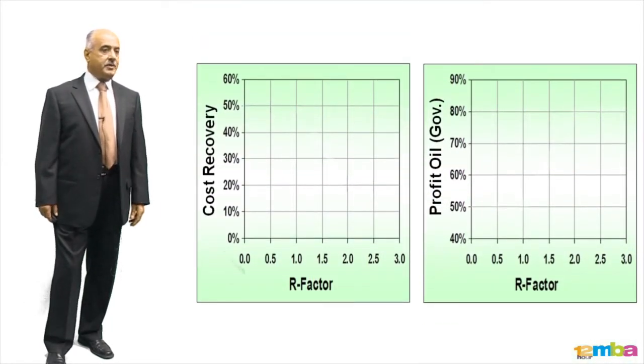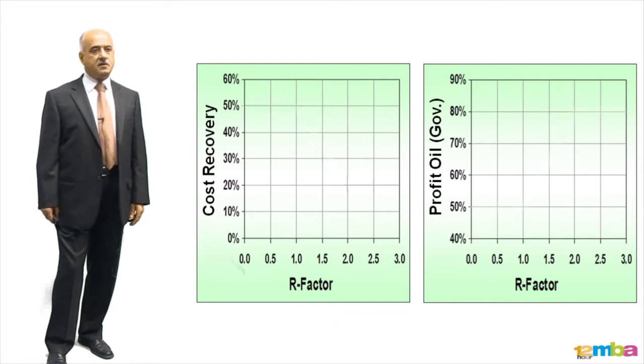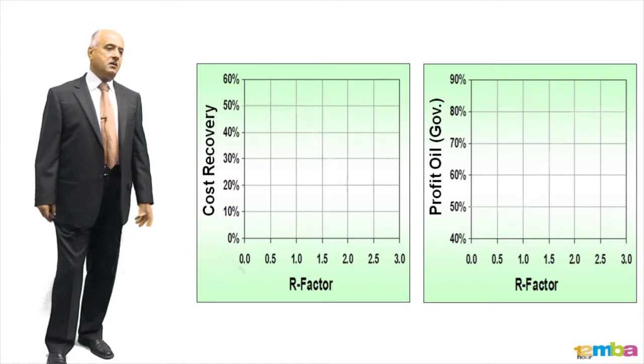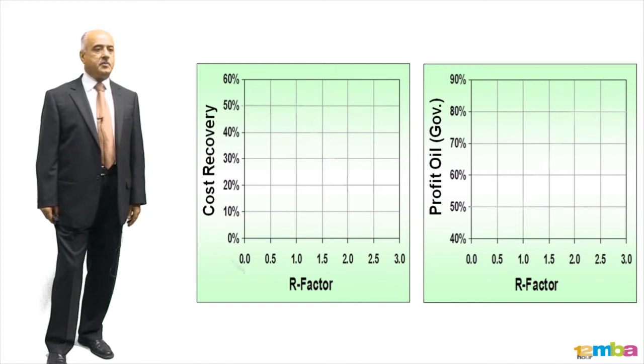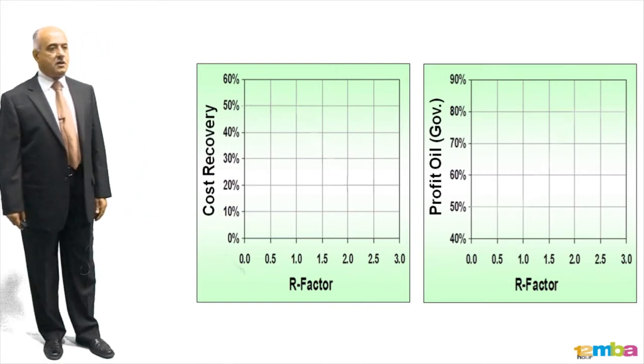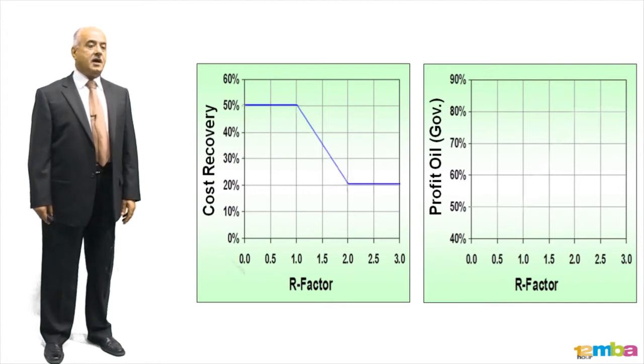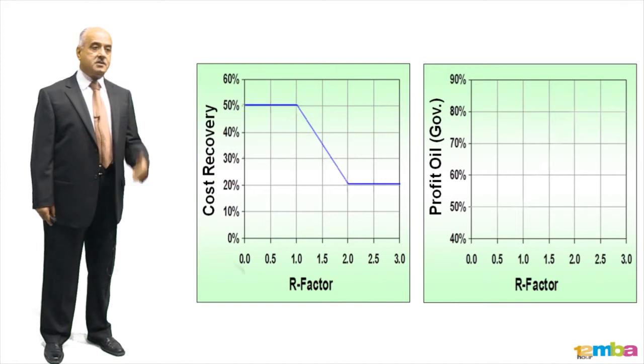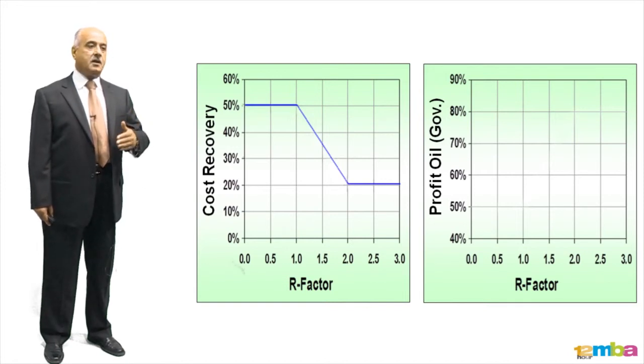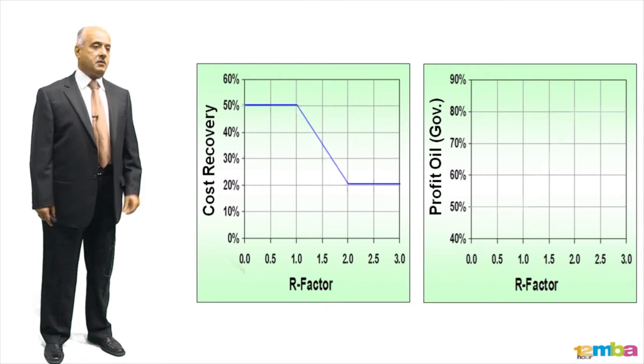This is the S-curve, similar to what I showed you for the royalty and taxes. You can have an S-curve for the cost recovery, for the profit oil, and or for the excess cost recovery split. All these percentages could be linked to the R factor or the IRR. So in this graph, you can see that as long as the R factor of the contractor is 1 or less than 1, that means he is still recovering the cost. The cost recovery percentage is higher, it's 50%.